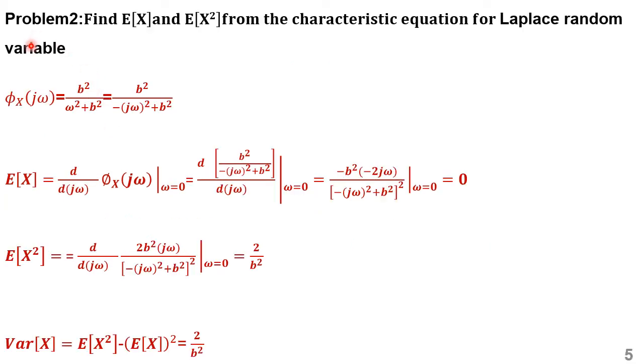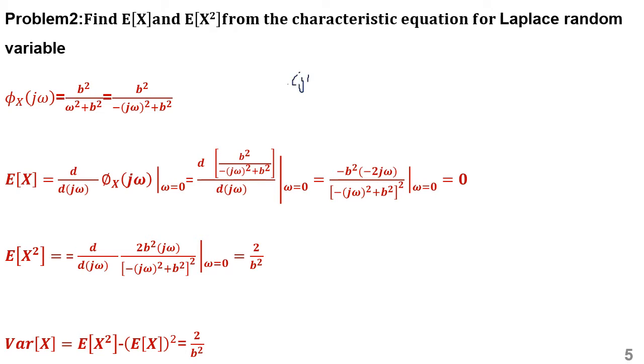Let us try to solve the second problem. We are expected to find the expectation of x and expectation of x square from the characteristic function of the Laplace random variable. For the Laplace random variable, phi x of j omega is given by b square divided by omega square plus b square in the denominator. Let us take a small modification here.